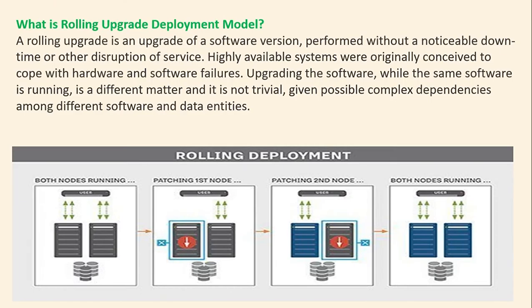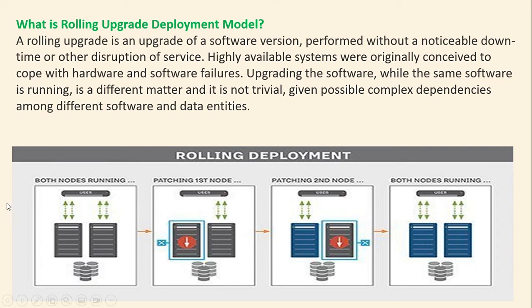What is a rolling update? The rolling upgrade deployment model says that we should do the upgrade one by one, slowly, and there should not be any downtime. So a rolling upgrade is an upgrade of a software version performed with zero downtime or other disruption of services. Highly available systems were originally conceived to cope with hardware and software failures. Upgrading the software while the same software is running is a different matter, and it's not trivial given possible complex dependencies among different software and data entities.